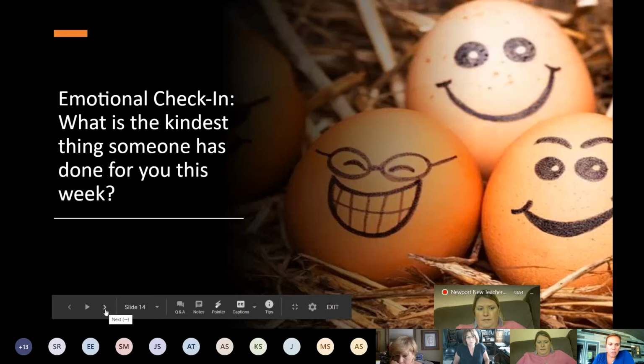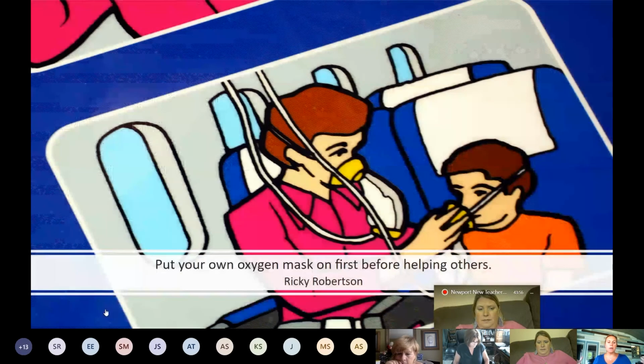Okay, I'm going to keep moving along. So when we talk about taking care of ourselves, we're going to look at the pamphlet in the back of the seat when we're flying. And this is so true.